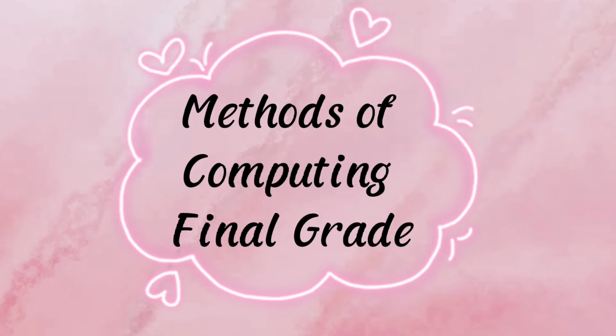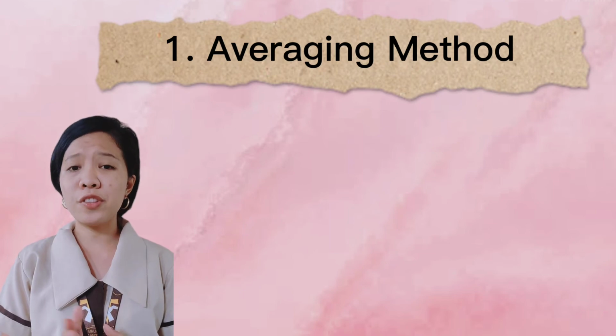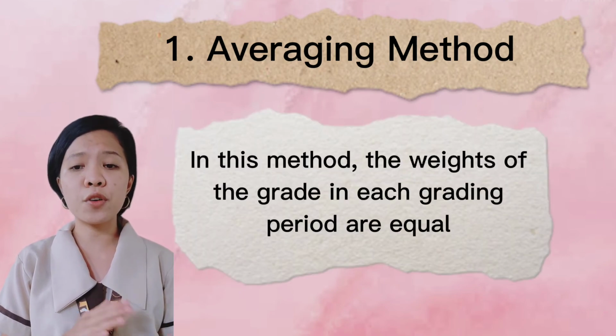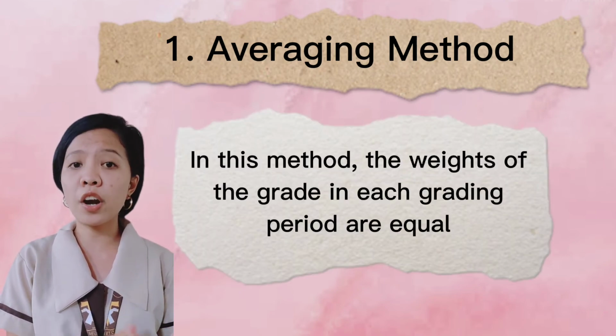Methods of computing final grade. And now let's go to the methods of computing the final grade. So there are two types of methods of computing the final grade. The first type of method is the averaging method. In this method, the weights of the grade in each grading period are equal.